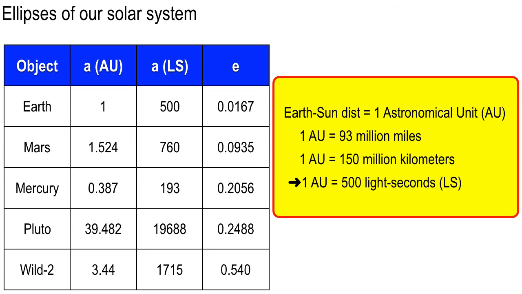Astronomical unit, 93 million miles. I learned that in like sixth grade. 150 million kilometers, that's just a conversion. Light seconds, that's really a lot better distance unit in the solar system.